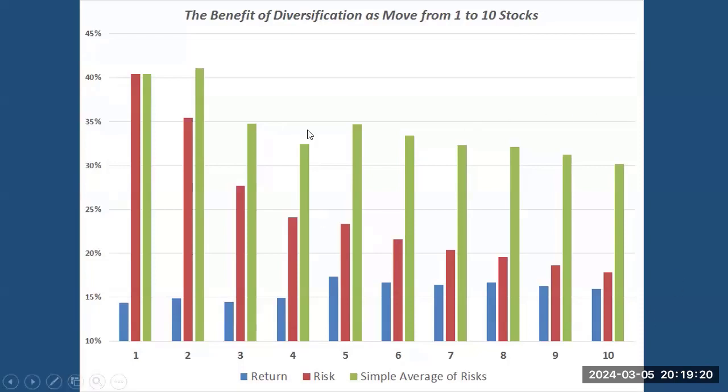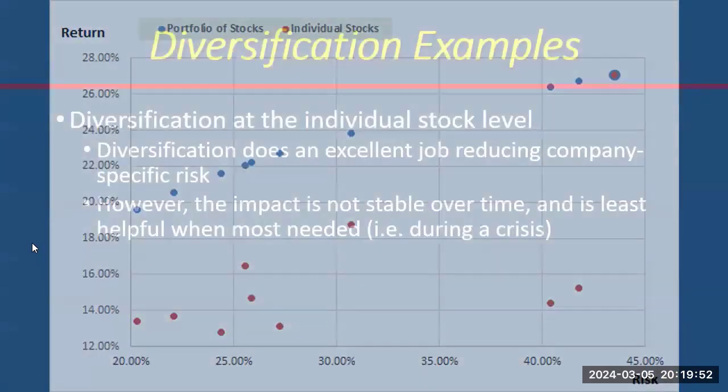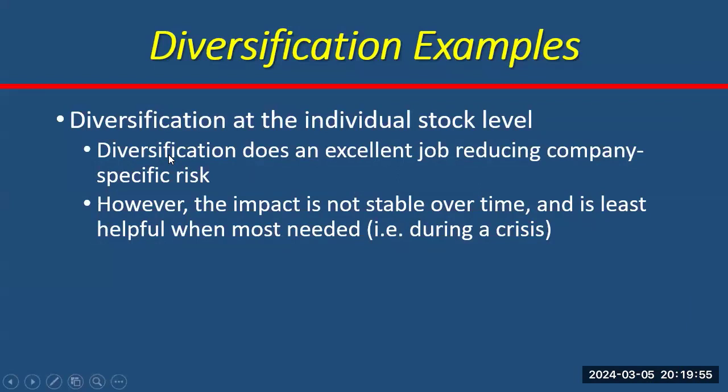So here's 10 stocks where you have 10% in each stock. And just by going from one stock to 10 stocks, you've reduced your risk from 40% to about 18%, and your return actually is slightly higher because the return is just the average of returns. But the risk is definitely not the average of the risk, is it? That's what the green bar is. The risk is a much, much lower number. If we went out about 20 stocks, we'd probably end up looking just like the market pretty closely, depending on the beta of the individual stocks. I'm not going to show you that chart. So diversification does an excellent job of reducing company-specific risk.